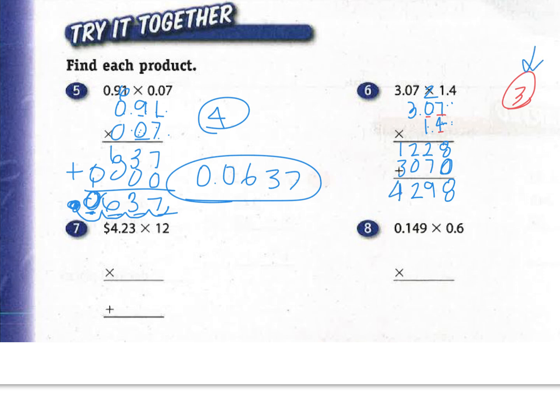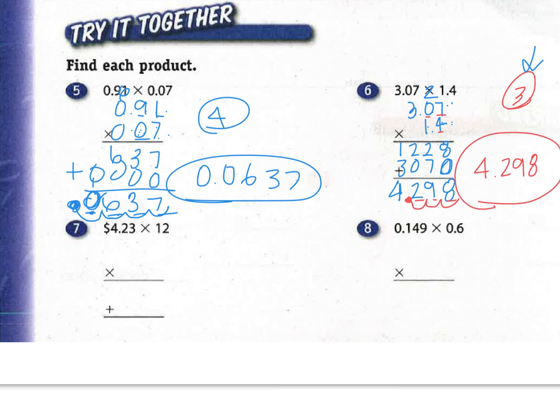Remember, now we have to count 3 places. So we're going to go 1, 2, 3, because now we have 1, 2, 3 decimal places. So our answer is 4.298.